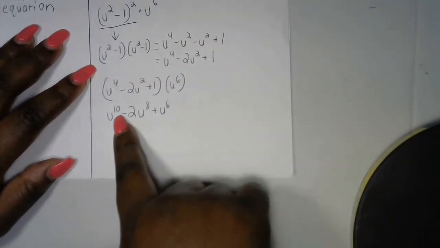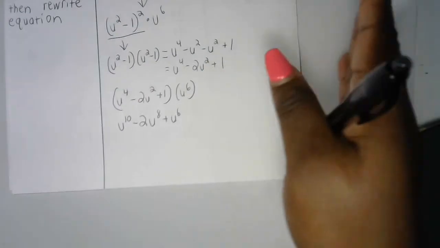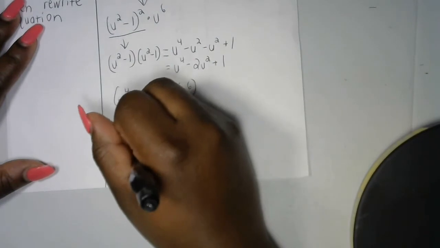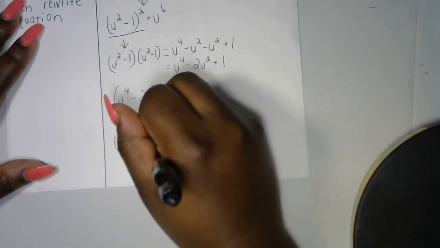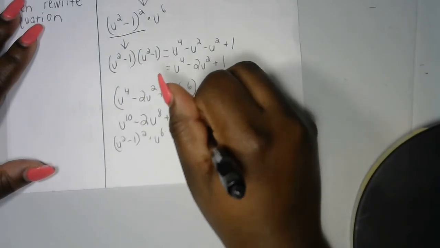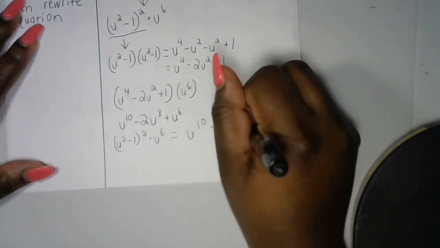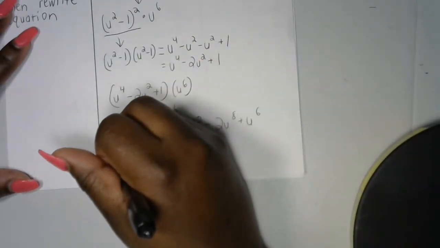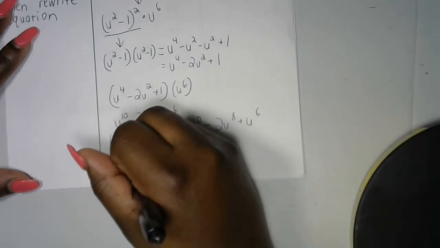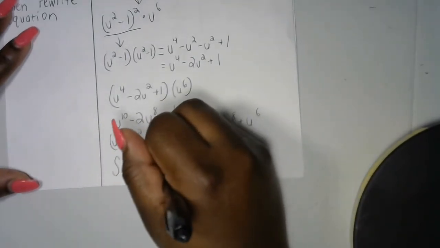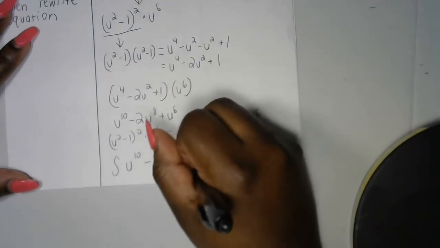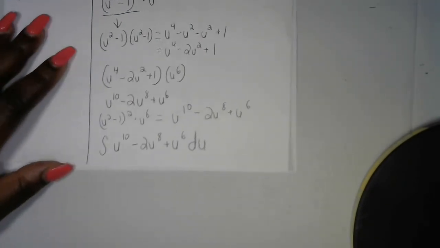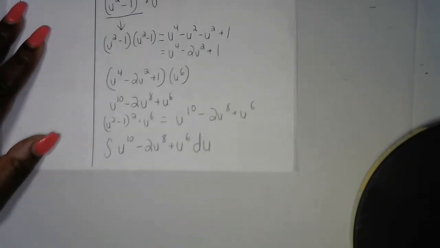So this is the whole integrand, multiplied out entirely. Now we've established that u squared minus 1 squared times u to the 6th is equal to u to the 10th minus 2u to the 8th plus u to the 6th. So now let's rewrite the equation. Now the integral looks like the integral of u to the 10th minus 2u to the 8th plus u to the 6th du. So that's it for step 7. Now let's go to step 8.